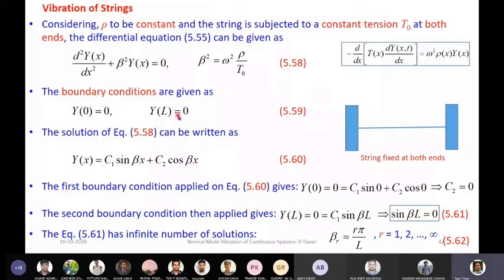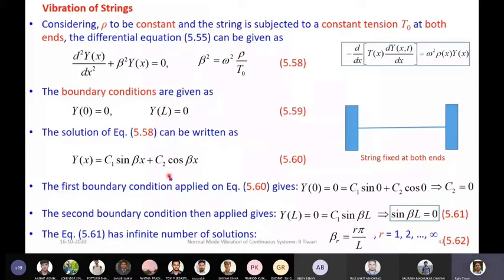Because this is a second order differential equation, we can have two solutions and two constants, C1 and C2. So this is the general solution: C1 sine beta x plus C2 cos beta x. C1 and C2 we need to find out from the boundary conditions of the problem.